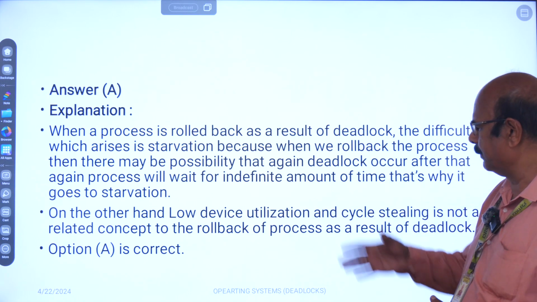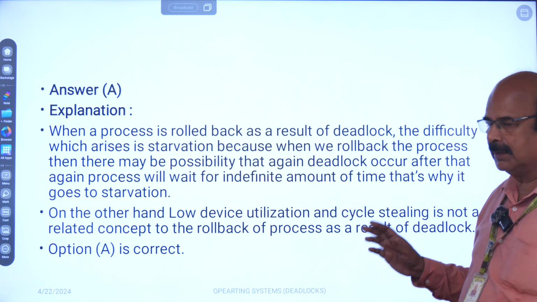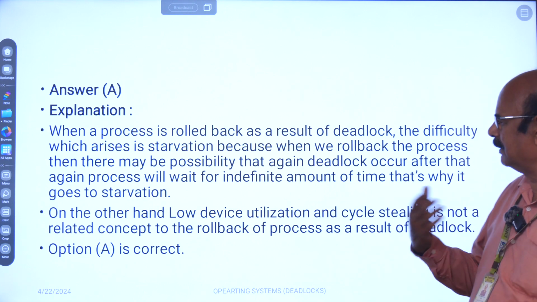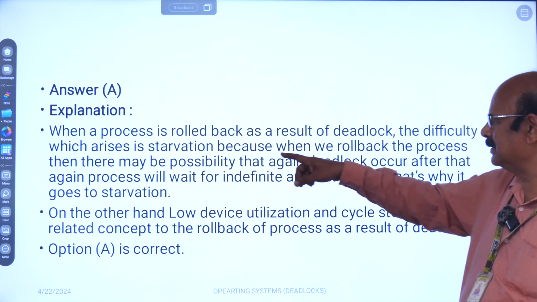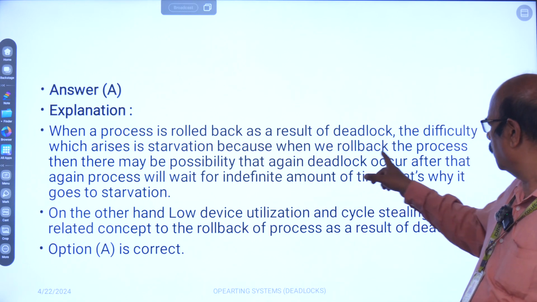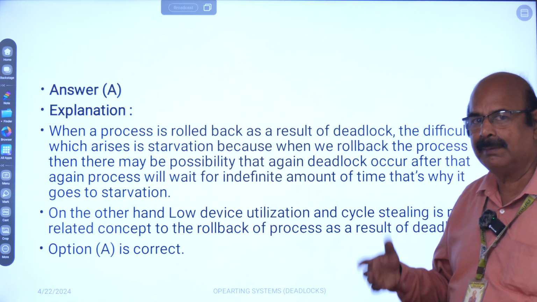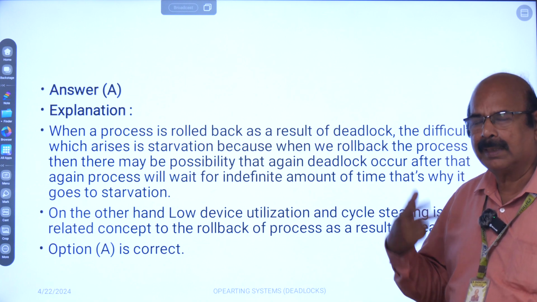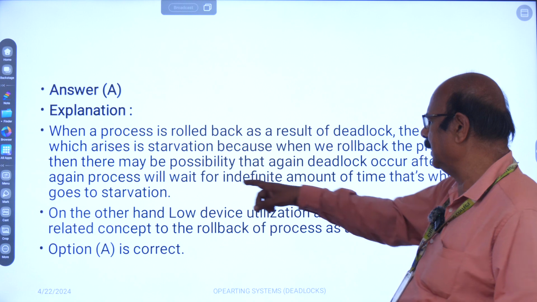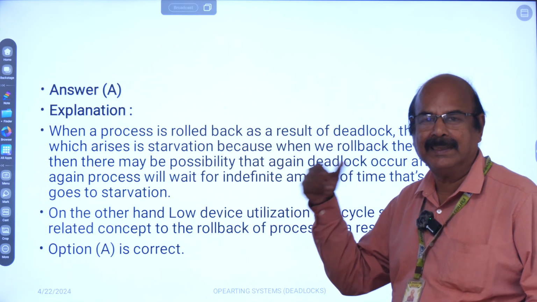Whenever a process is rolled back as a result of deadlock, we need to roll back the resource. So whenever we do that, what happens? The difficulty which arises is starvation. The resource won't be allocated. Roll back the process, then there is a possibility that deadlock may occur again. If it occurs continuously, certainly some kind of starvation will be there. The process will wait for an indefinite amount of time, which leads to starvation.